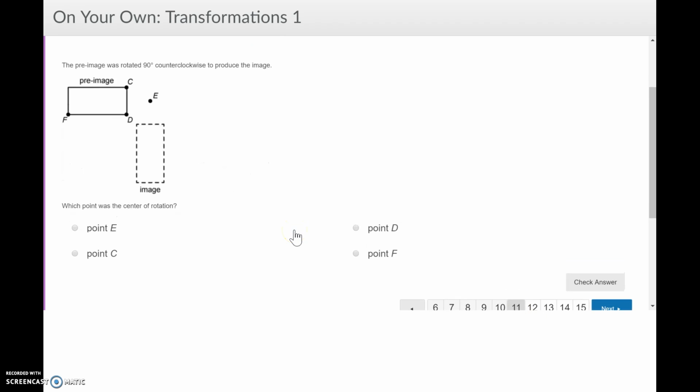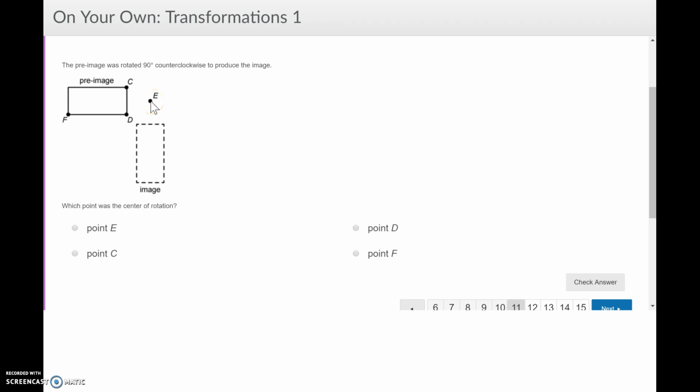All right, the pre-image was rotated 90 degrees clockwise to produce the image. Okay, so the pre-image here was rotated counterclockwise 90 degrees, so this way. So we have two choices for our center of rotation.